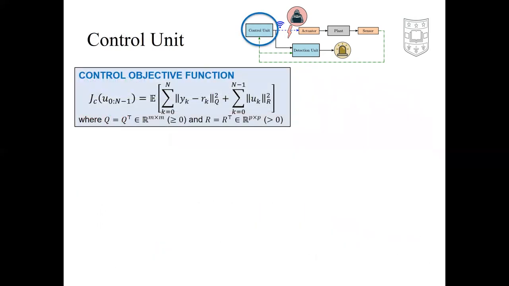Let's start with the control unit. We consider this control objective function in this paper. So the first term penalizes the tracking error and the second term penalizes control effort.